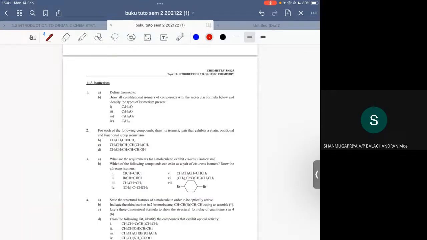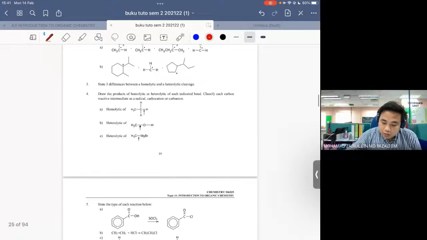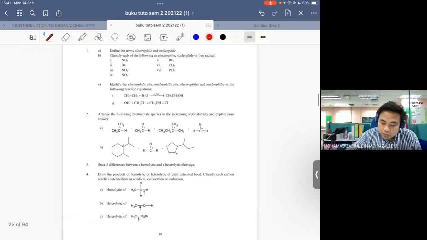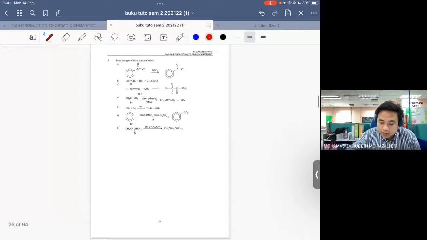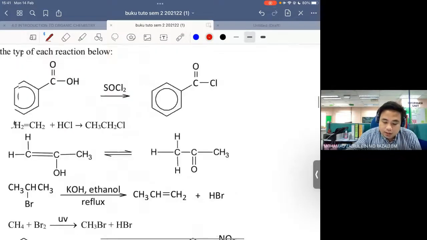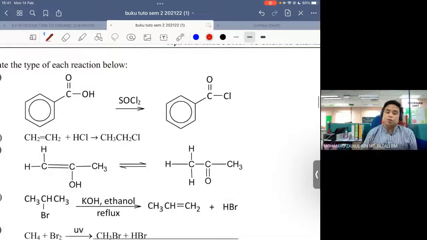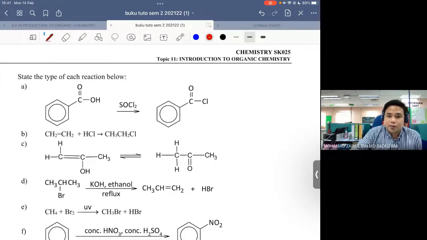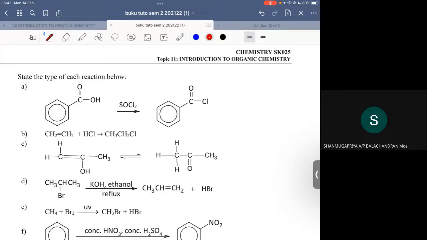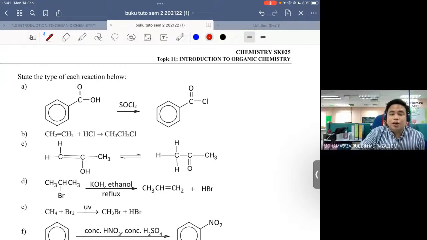Tak ada. Okay, so kita tengok question number 5 dalam your tutorial, ada page 20. Okay, state the type of each reaction below. Okay, for reaction A, apa dia punya type of reaction dia? So kalau awak tengok, bond dia berubah tak? Tak, sir. Dia tak berubah kan? So kalau tak berubah, so maknanya dia bukan elimination dan dia bukan addition lah.